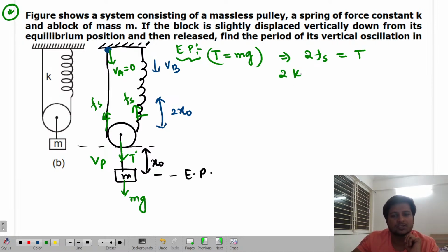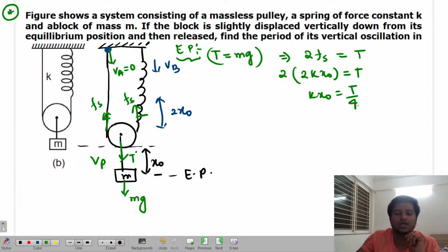ट्वाइस ऑफ स्प्रिंग फोर्स मींस, ध्यान से देखो, एक्सपेंशन कितना है स्प्रिंग फोर्स में? ट्वाइस ऑफ x naught, 2 k x naught बराबर टेंशन T, और k x naught बराबर हाउ मच? T बाई 4. कितना आया? मेरी बातें समझ में आई है ना? ठीक, तो अपन को k x naught की वैल्यू मिल गई.